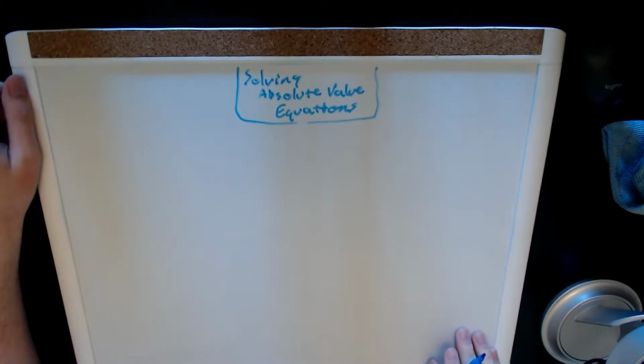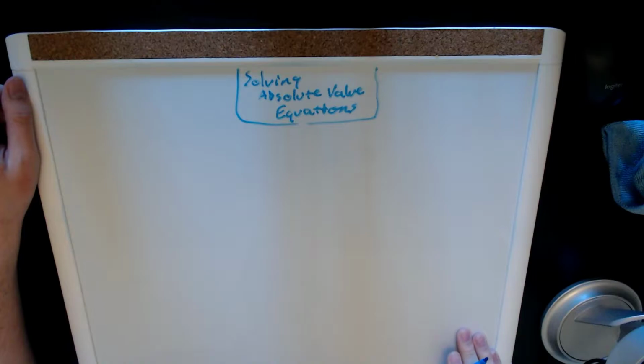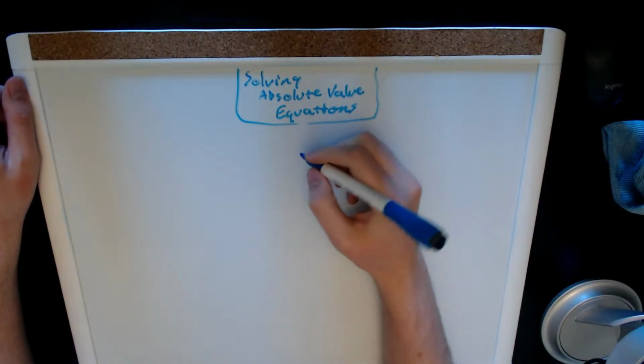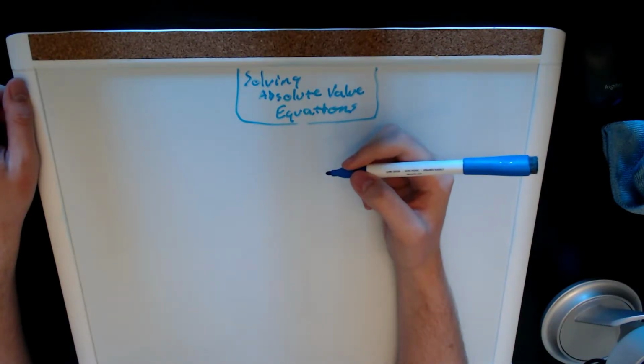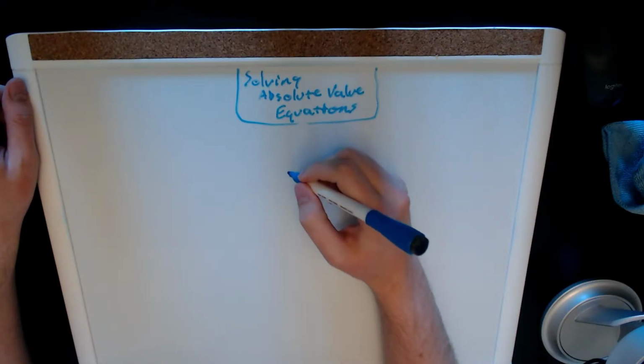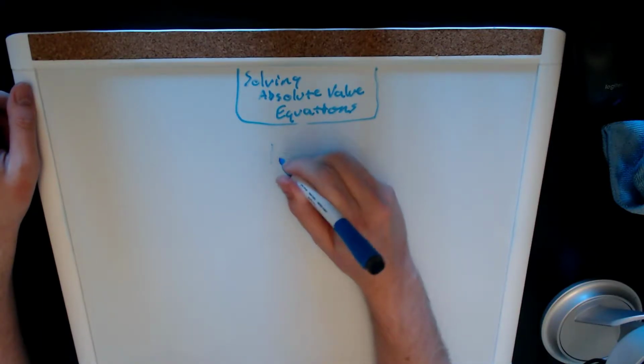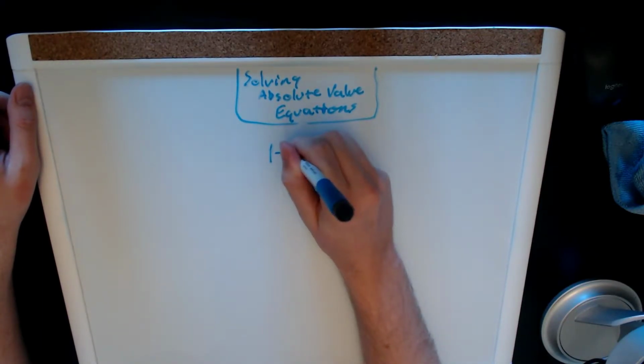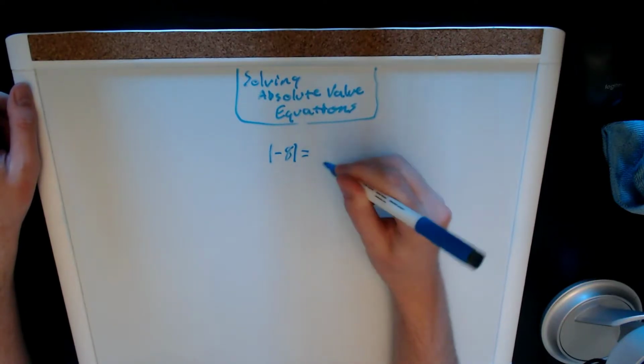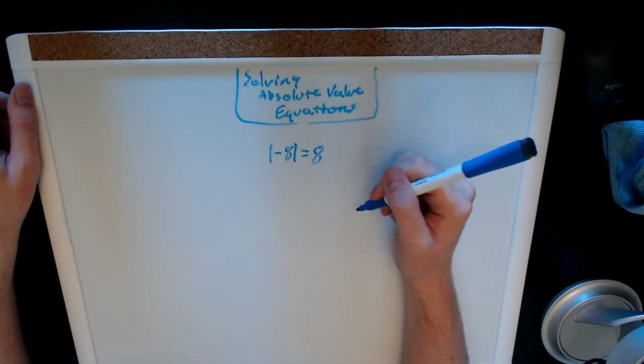Hello! In this video we will be going over how to solve absolute value equations. To start, let's understand what an absolute value is. It's something's distance away from zero, or an easier way to say that is if you take the absolute value of a negative number, you get the positive version.